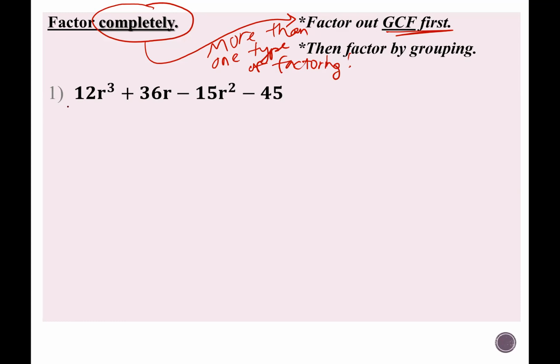So let's be really careful here for number 1. By now you're maybe being trained to start grouping. Maybe you're already working ahead of me. If that's the case, I would say stop. I want you to notice that in this problem, there is actually a GCF with all 4 terms: 12, 36, 15, and 45. If we were to make a factor tree for each one, they do all have a common factor of 3.